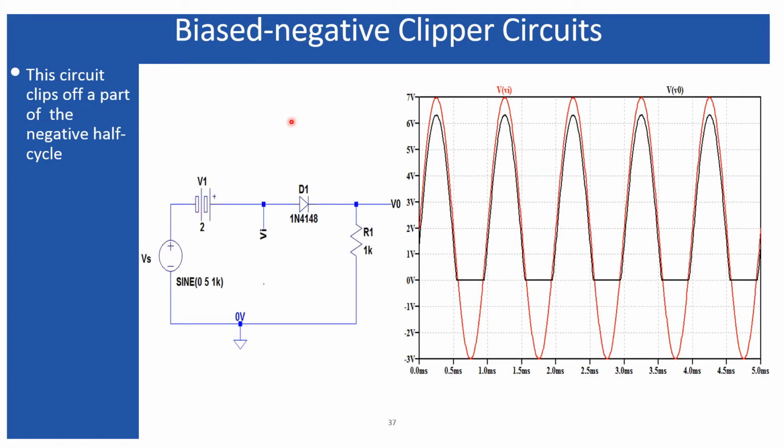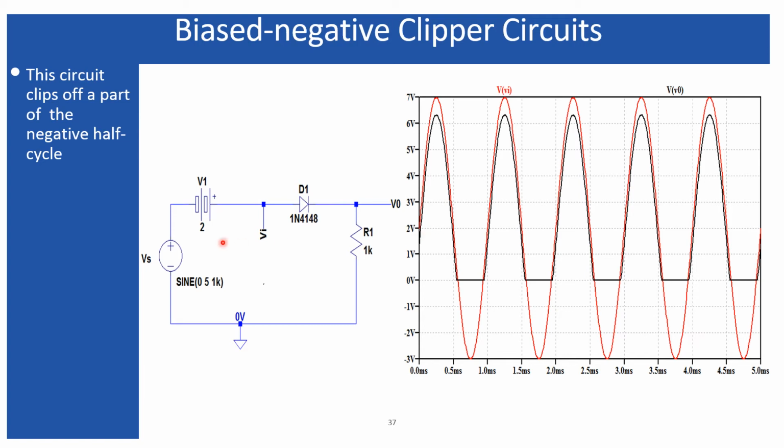This is the biased negative clipper. The previous example was an unbiased negative clipper, because there was no DC voltage. Here, a DC voltage is used in addition to the signal. So, what is the effect of this DC voltage? You can see over here. Look at the polarities of this DC voltage. The polarity of the DC voltage is such that although the signal goes to 0, the diode still remains in forward bias.